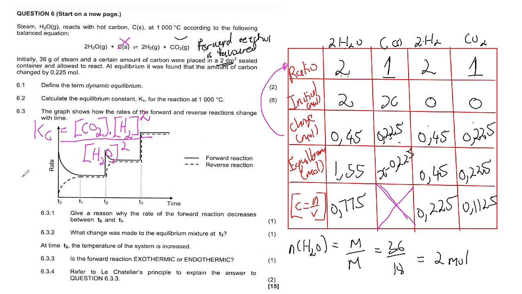Now all we need to do right now is substitute in our values. So for carbon dioxide we had 0.1125, and then for our hydrogen gas, we have 0.225, and then square that, over the H2O, meaning steam, 0.775, and then square.